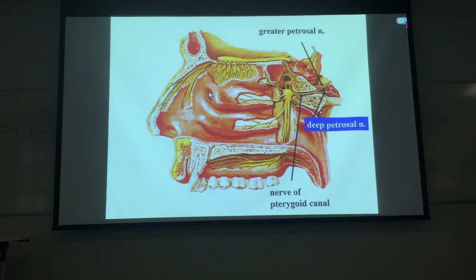Autonomics, I don't care if it's parasympathetic, that's what I'll focus on primarily, versus sympathetic, they hitchhike on these branches of V2 to go to where they're going. The V2 axons in here are purely sensory branches. The nerves are used as a hitchhiker, a conduit, if you will, for the parasympathetics and sympathetics to get to different glands throughout the head.